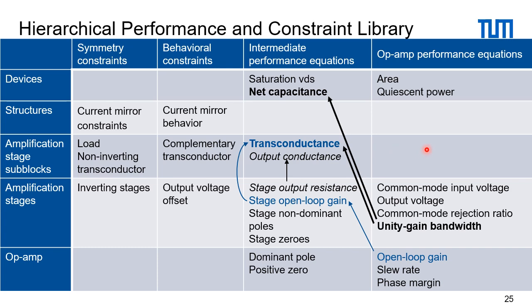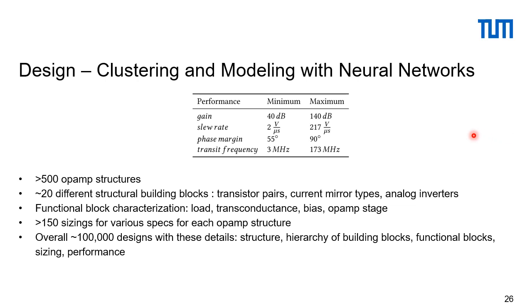We have dealt with that. But here we want to do something else. We want to use that method to create op-amp structures to get a large sample size. So what we have done is we have used this algorithm for structural synthesis and sizing to create a whole set of implementations for this example of 4 performances: gain, slew rate, phase margin, transit frequency, within these given bounds over here. So we have created more than 500 different structures.